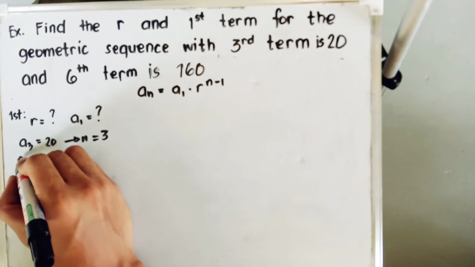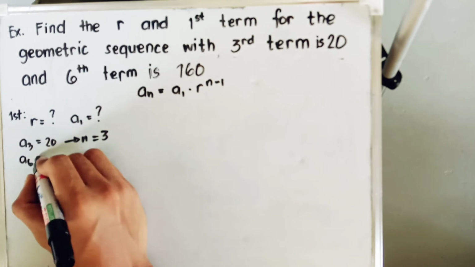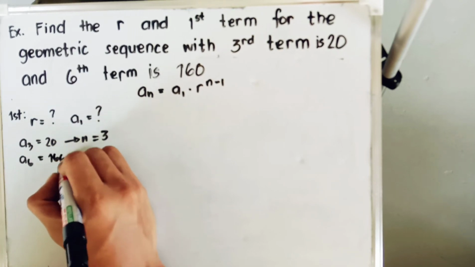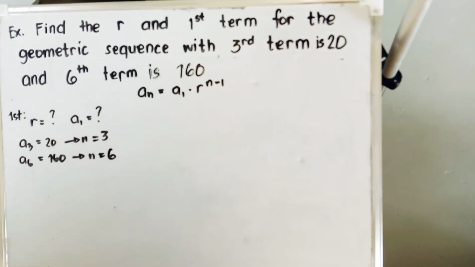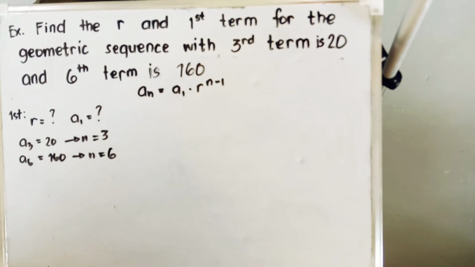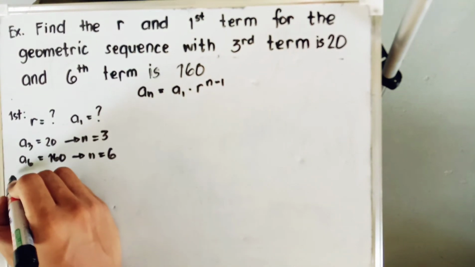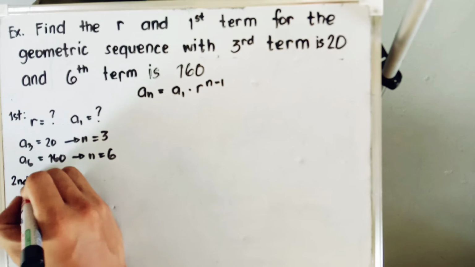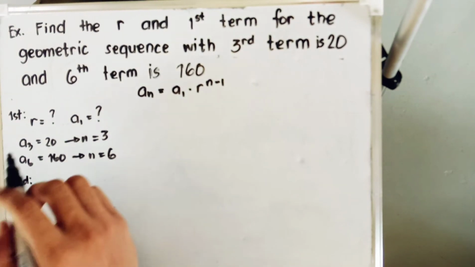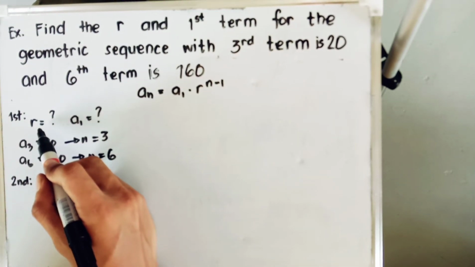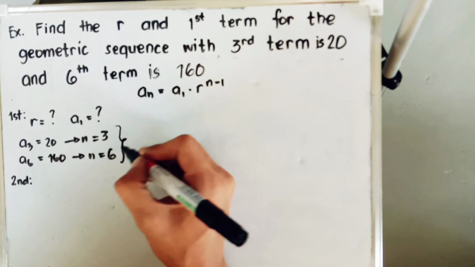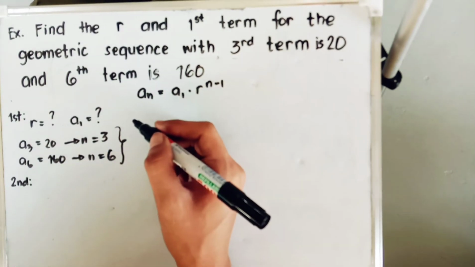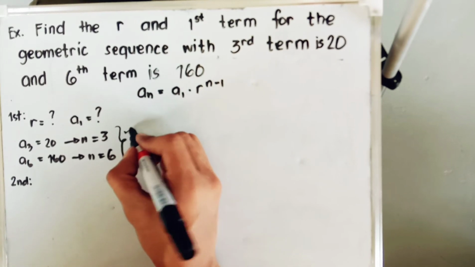And your sixth term, your a sub 6, is equal to 160, where n is equal to 6. So after listing all those visible variables and unknown variables, we will now have to proceed to the second step. Let's try to first manipulate finding the common ratio. So in finding the common ratio, we will have to utilize this and we will be making two equations. So manipulate first the third term.